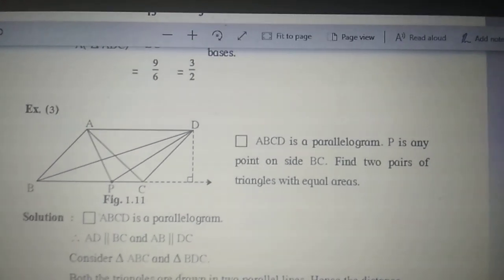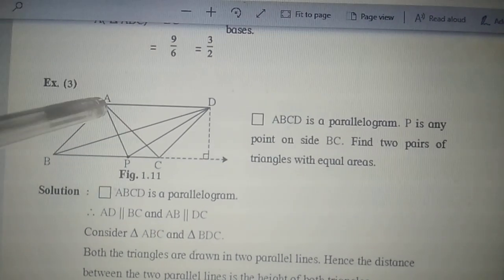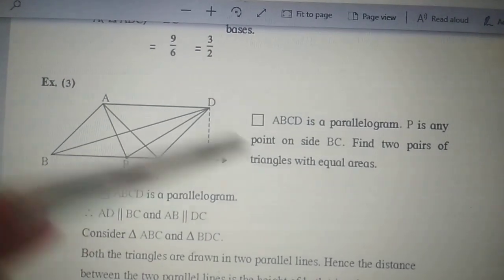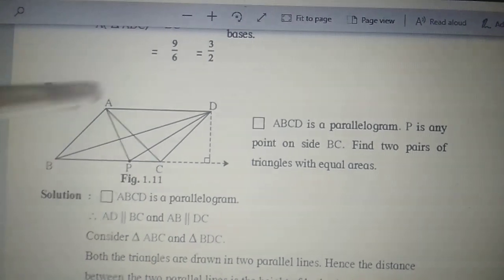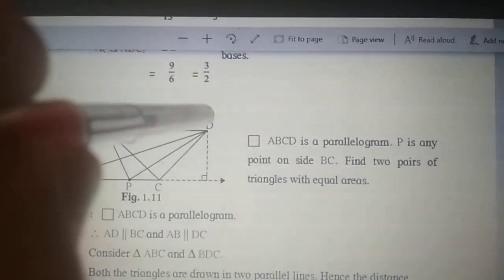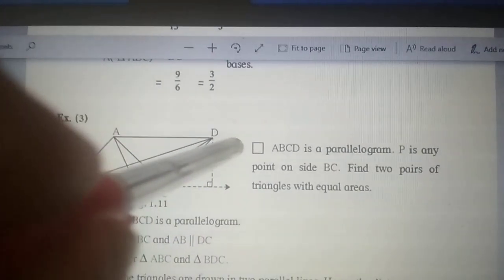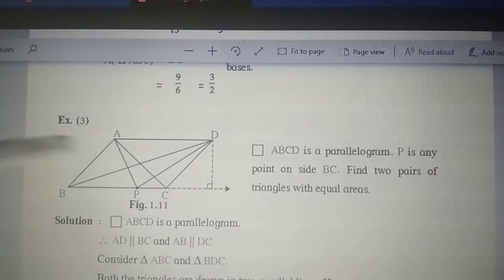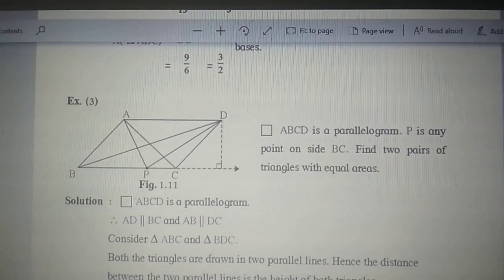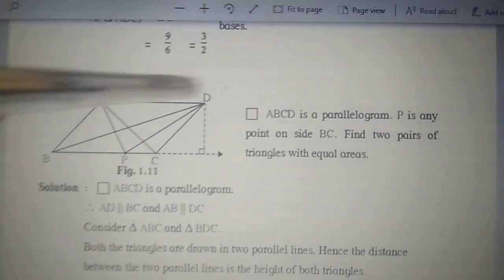Now see here what is given. ABCD is a parallelogram. That's why the distance between AD and BC is the same everywhere. Okay, parallelogram, that is, height is equal. They are parallel, AD parallel to BC. Their perpendicular distance is the same. The distance between the lines is the same. Now AD parallel to BC as well as AB parallel to DC.